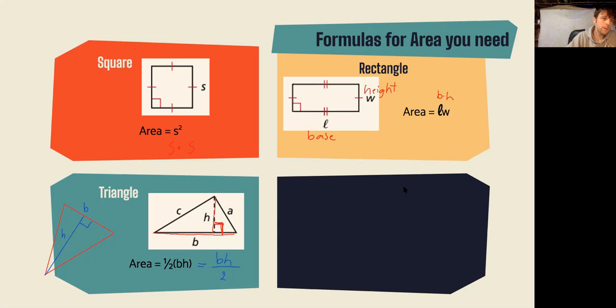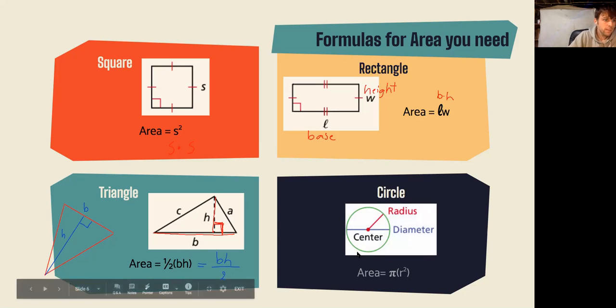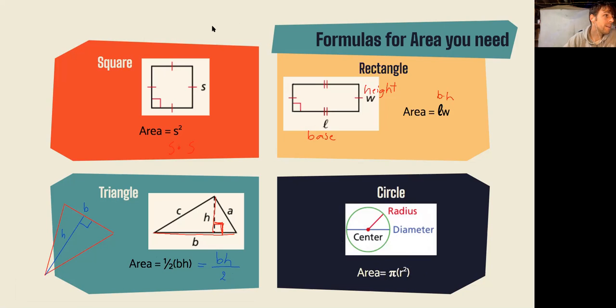All right, and then the last one, circle, pi times radius squared. So you don't want to use the diameter when you're dealing with the area of a circle. You want to use the radius, and you make sure you square the radius before you multiply by pi. You may have seen this formula written instead of pi with parentheses r squared. You might have seen it just written as pi r squared.